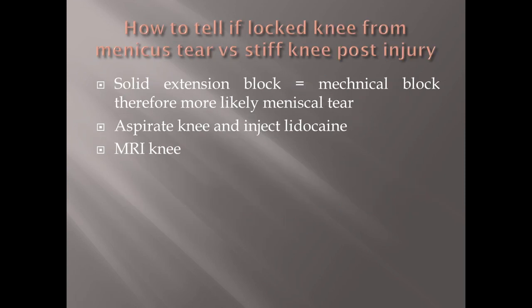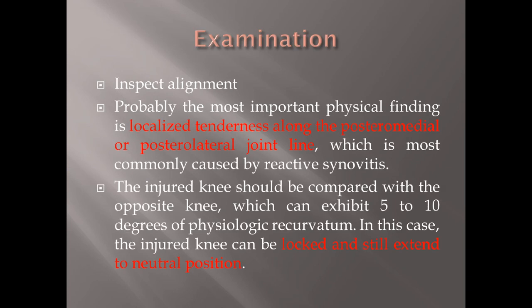Locking: is it true or false? As you will see, a false locking, for example, is because of hamstring tightness or pain, just a few hours after injury. If there is hemarthrosis and you aspirate and inject, and you can do full extension the same as the other knee, this is a false locking. But if there is a solid extension block, this is a mechanical block, this is a true locking. Also later, when you do MRI, you will see something flipped inside the knee to cause this true locking.